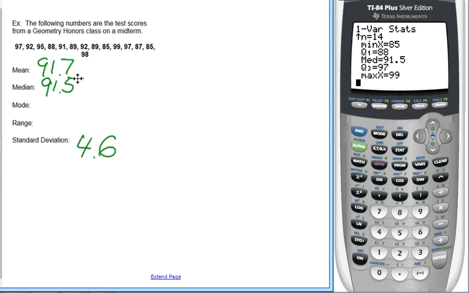I'm going to have to get the mode by looking at the data myself, but my range is my max, which is 99, minus my min, which is 85. So 99 minus 85 is 14.